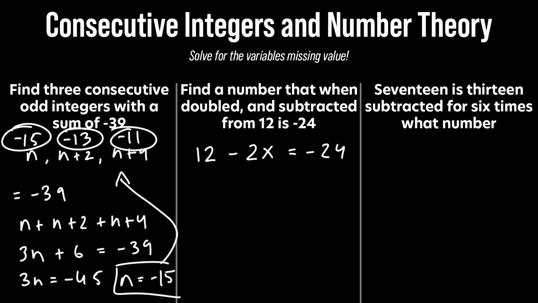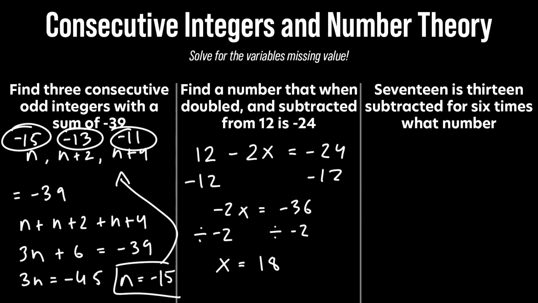So to solve this, let's subtract 12 from both sides. We're going to get negative 2x is equal to negative 36. And let's divide both sides by negative 2. It's going to be x is equal to 18. So that's our answer.